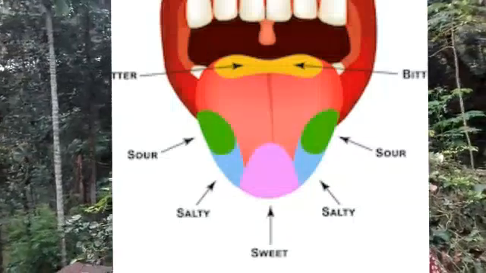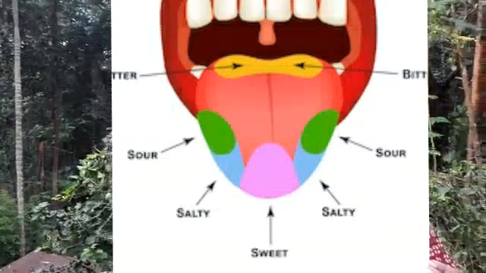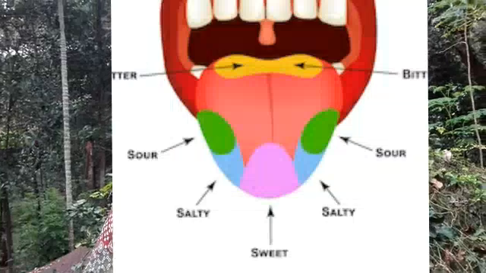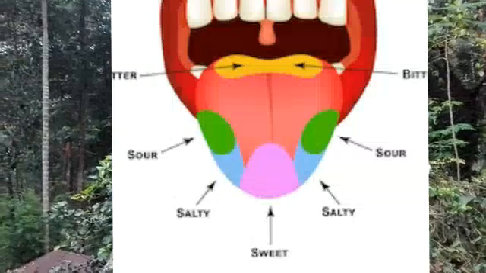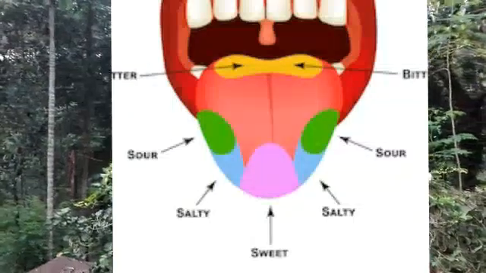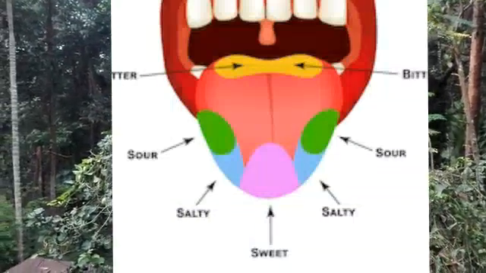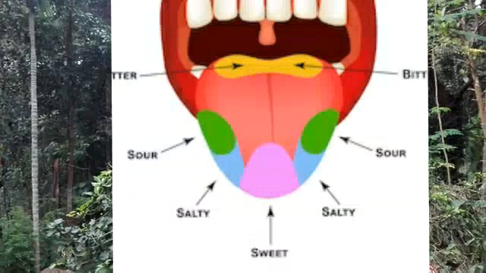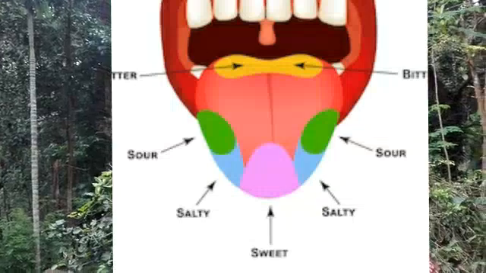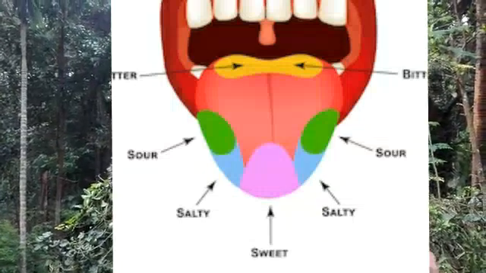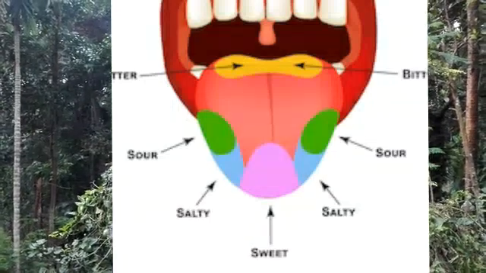After that, on both sides of the tongue, you can see the salt taste. Salt receptors are present for the salt taste. Then after that, you can see the location of sour taste. First at the tip you can see sweet, after that you can see salt, after that sour taste, and at the last part you can see the bitter taste.